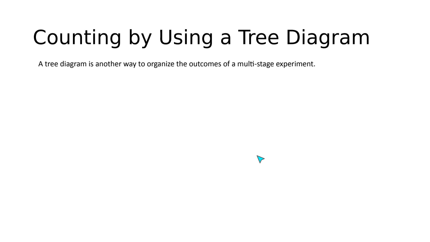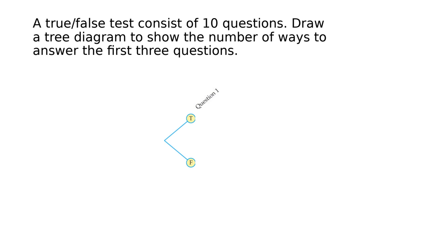Okay, another way for us to keep our information organized is to use a tree diagram. And these are very helpful when you have a multi-stage experiment. So for example, a true-false test consists of 10 questions. Draw a tree diagram to show the number of ways to answer the first 3 questions.